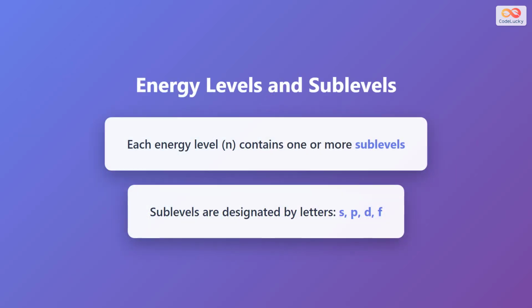Before we dive into specific orbital types, let's establish an important concept. Each energy level, represented by the principal quantum number n, contains one or more sublevels. These sublevels are designated by the letters s, p, d, and f. Think of energy levels as the floors of a building, and sublevels as different rooms on each floor. The number and type of sublevels available depends on which energy level you're examining.